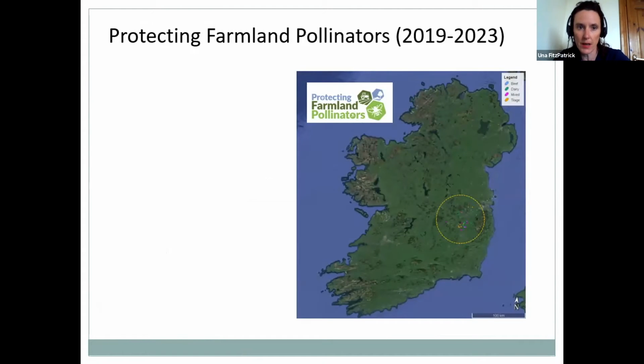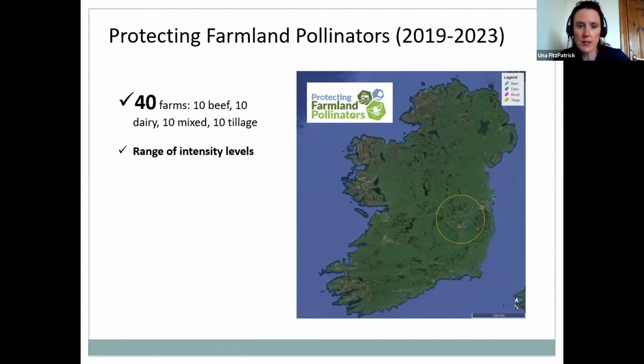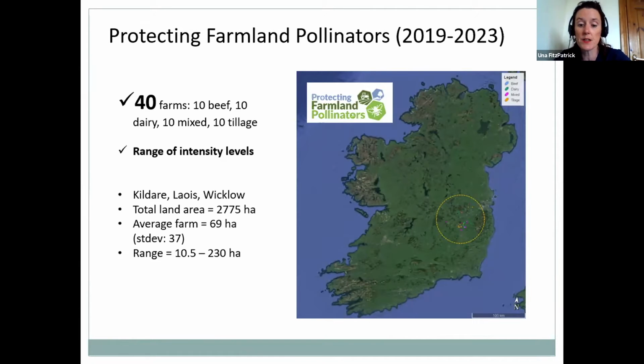So we're testing that approach with a group of 40 farms. They're of different types: 10 are beef, 10 are dairy, 10 are mixed, and 10 are tillage or arable. There's a range of intensity levels and a range of sizes, and they're broadly based in this area of Ireland shown on the map.